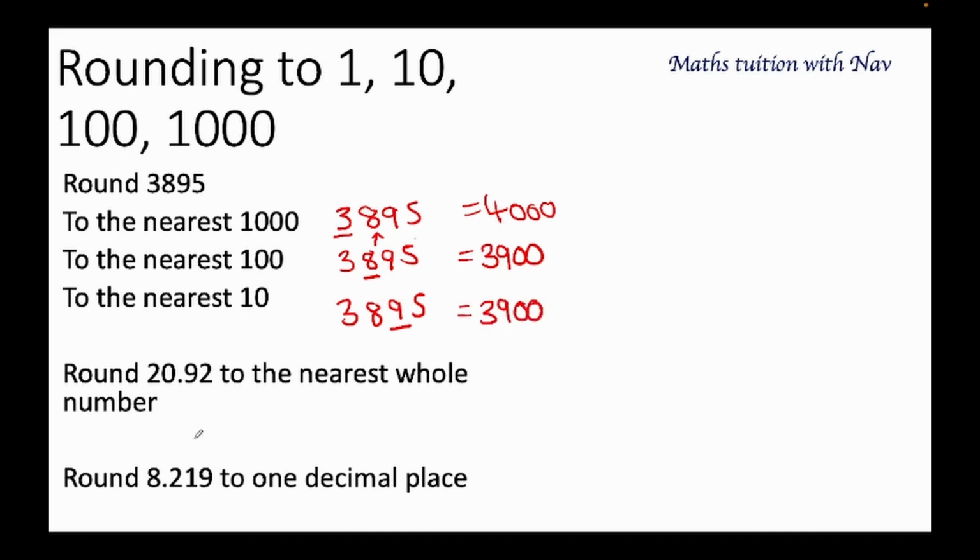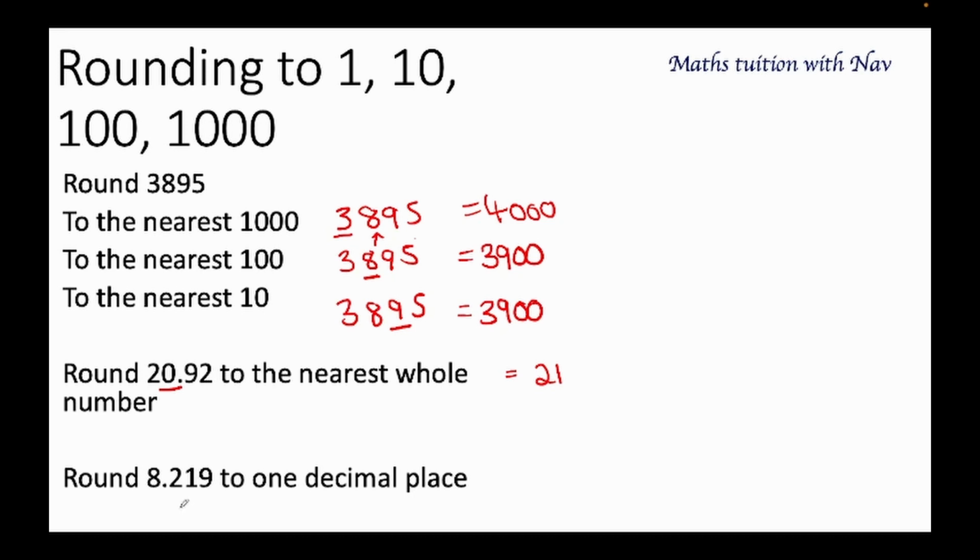Round 20.9 to the nearest whole number. When we talk about the nearest whole number, we're talking about ones. So the ones would be here, it's the digit 0. We want this to be a full number, so the number behind the 0 is 0.9. 9 is more than 5. So this will be 21. We don't need to write the decimal because it wants it to a whole number.